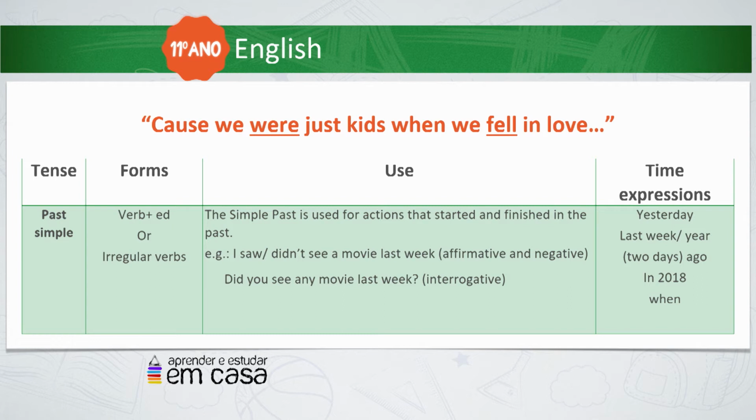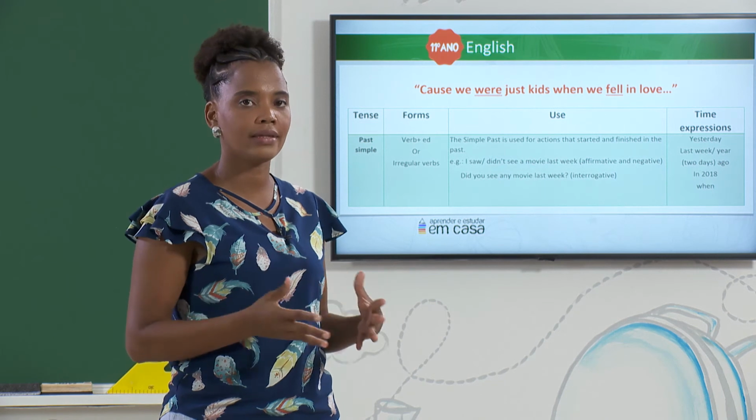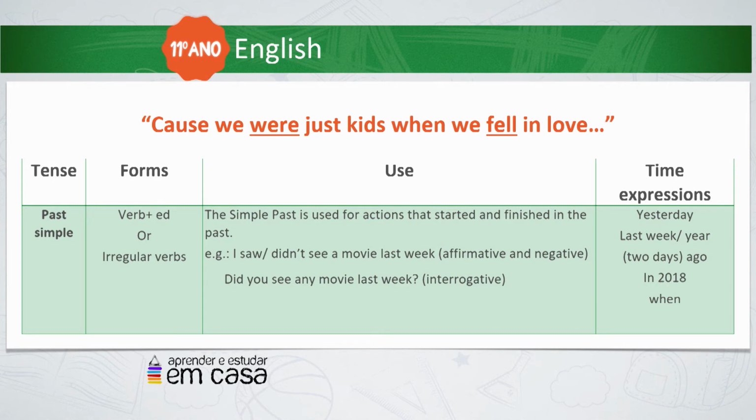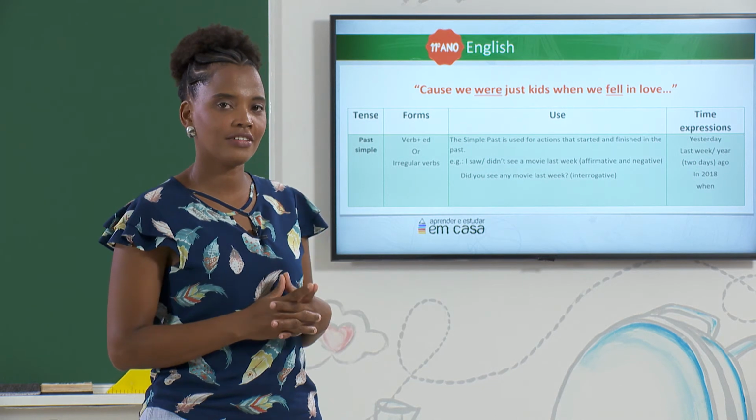I didn't see a movie last week. In the affirmative form, as you can see, the verb see is an irregular verb. We have saw. To put it in the negative, we add the auxiliary verb did, in the negative, didn't, and then the verb in the infinitive, I didn't see. For the interrogative form, we also use the auxiliary verb did, and then the subject and the verb in the infinitive, did you see? So then we have, did you see any movie last week? That's the interrogative form.